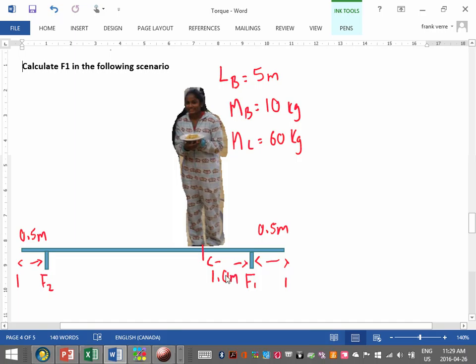So this is what we're going to do. First thing we're going to do is start with the concept that the net force is 0. So we know that the net force is 0, which means, well, what's acting down?